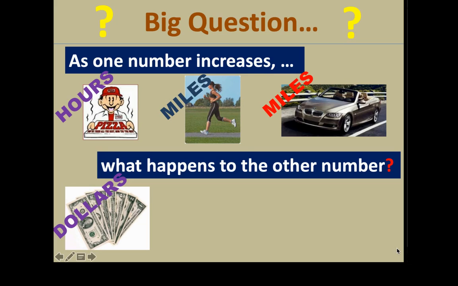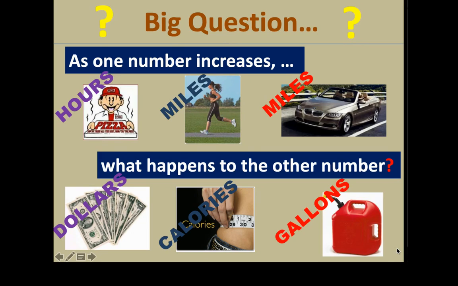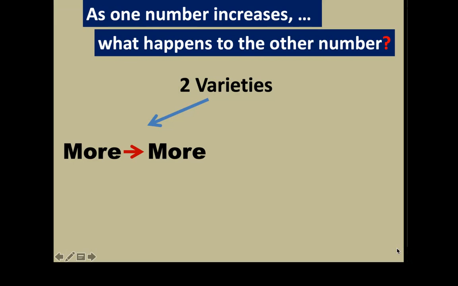Okay, so as hours increase, what happens to the dollars? As miles increase, what happens to the calories? As miles increase, what happens to the gallons in the tank? So one number increases, what happens to the other? That is a big idea. There's two varieties that we have seen here. One is as one number increases, the other number increases. So the more hours, the more money. The more miles jogged, the more calories.